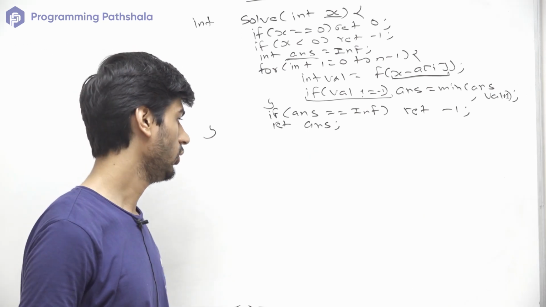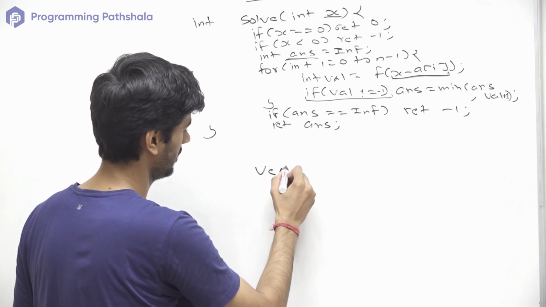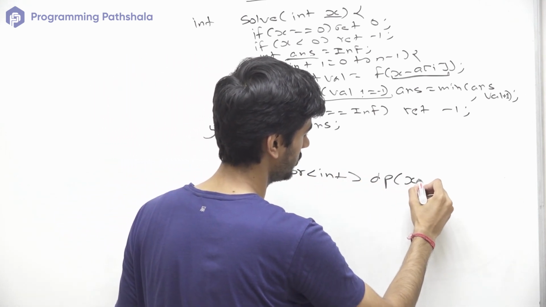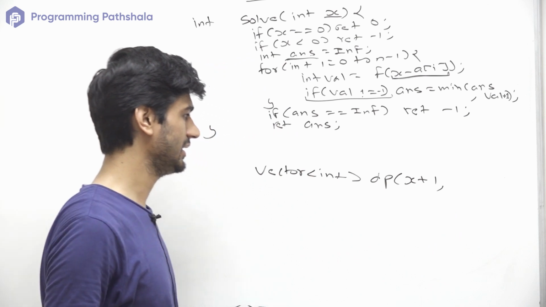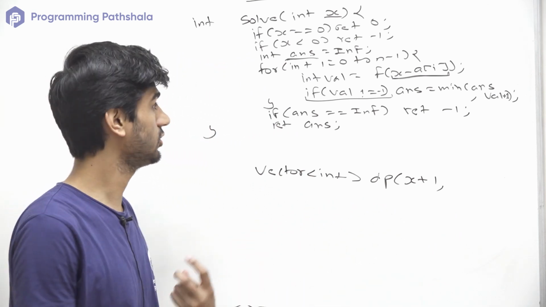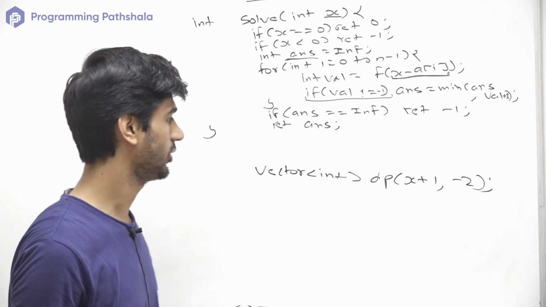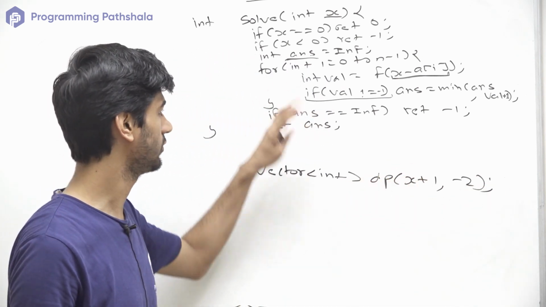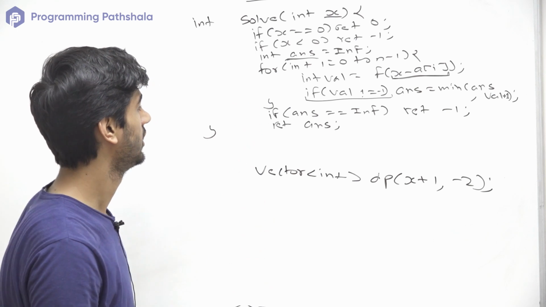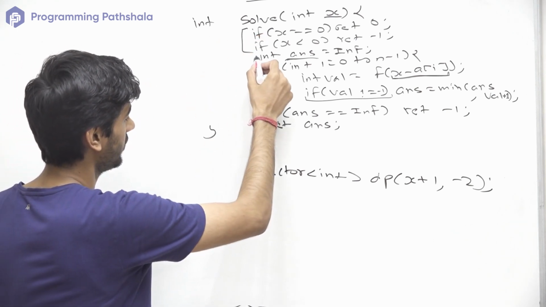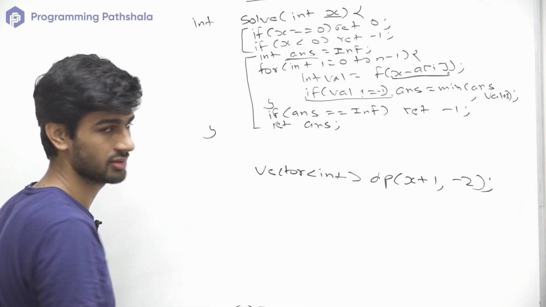Okay, so now we can have a vector, and let's call it dp, and the size of this should be x plus 1. And now we can initialize this with some value which is not possible. So we can initialize it with -2, okay? Because -2 is not a valid answer for any of the function calls, okay? Now these conditions will remain the same, and here we are calculating the answer for f of x, right?